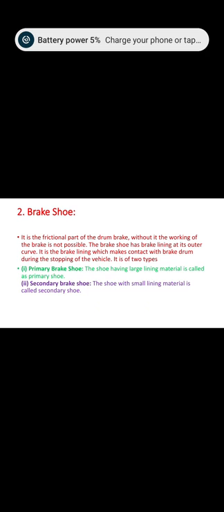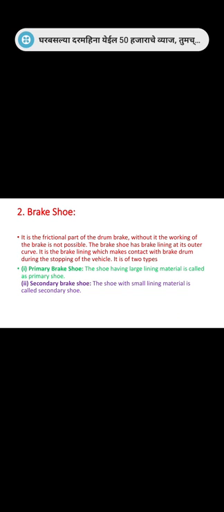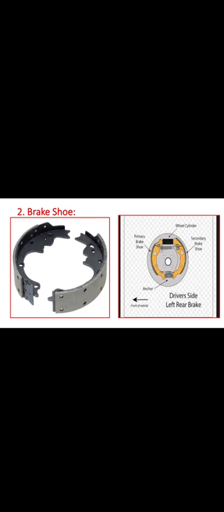The brake shoe has a brake lining on its outer curve. It is the brake lining which makes contact with the brake drum during the stopping of the vehicle. It is of two types: primary brake shoe and secondary brake shoe. The shoe having a large lining material is called the primary brake shoe, and the secondary has a small lining material. Look at these primary and secondary brake shoes.